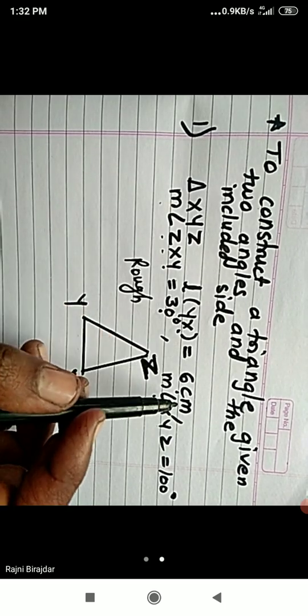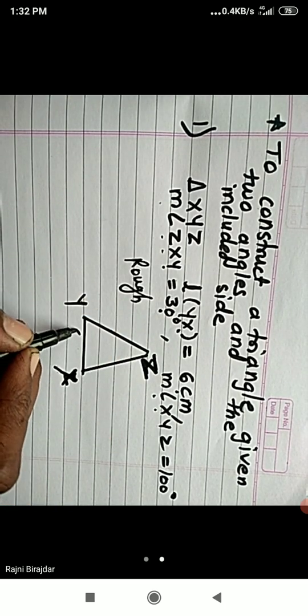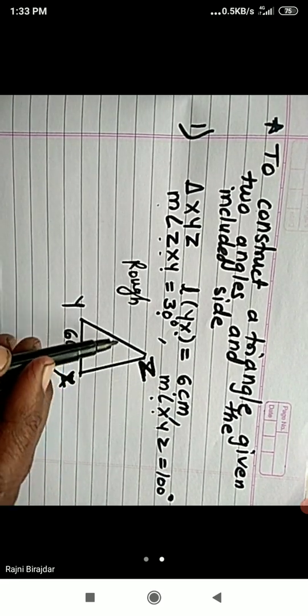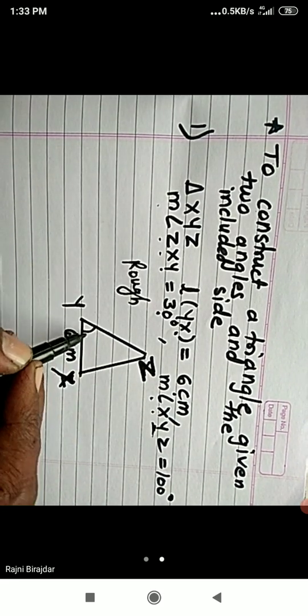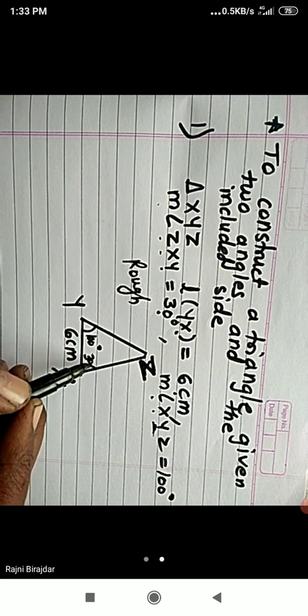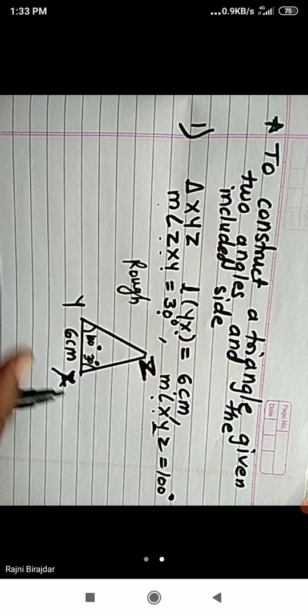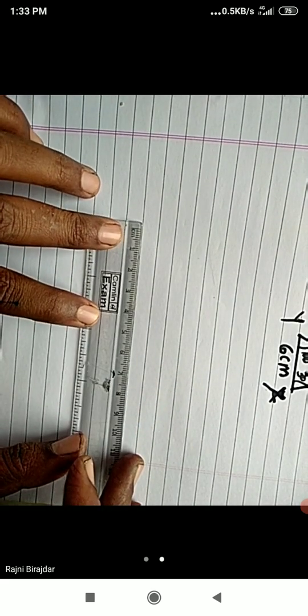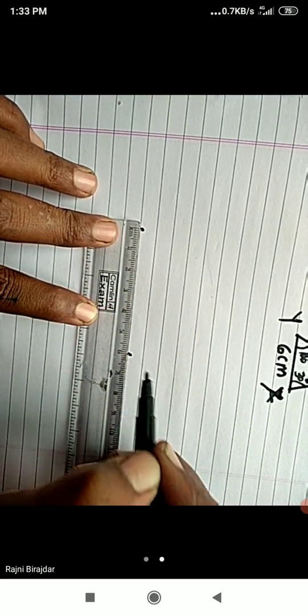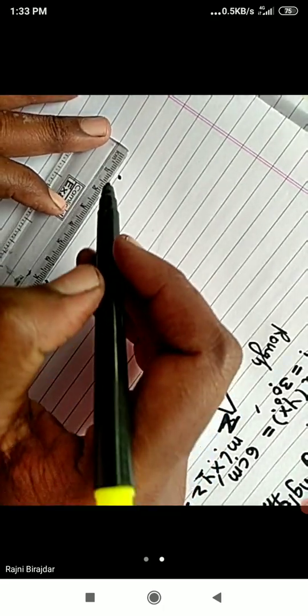So in that base, what is YX? It is given as 6 centimeters. Angle Y is given as 100 degrees, and X is given as 30 degrees. So like this you have to construct. I have drawn the rough figure. Actually, how are you drawing? First take 6 centimeters on the scale and draw that 6 centimeter line segment first, like this.